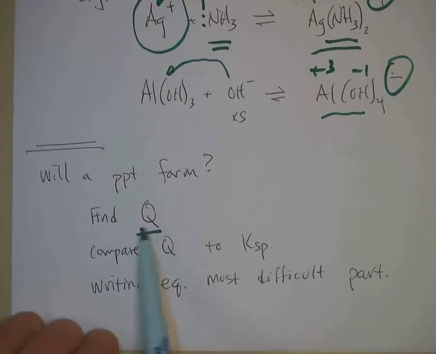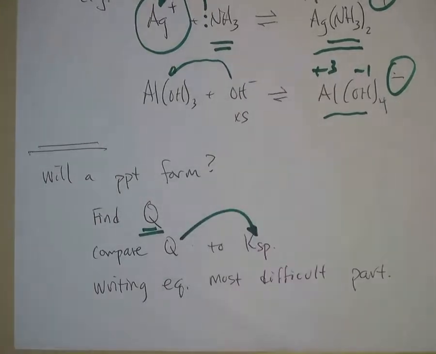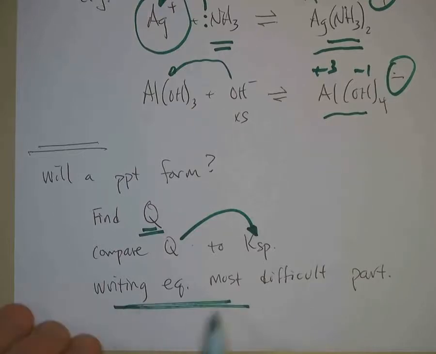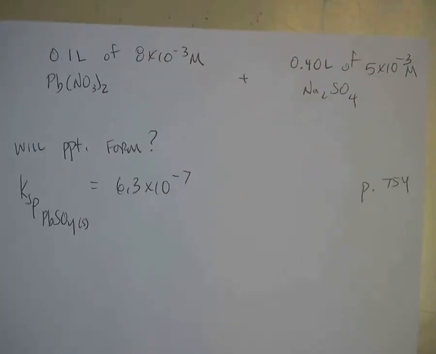Well, you have to find something called Q, and we talked about Q back in chapter 15. Once you find Q, you compare it to KSP, and you say, is it bigger or smaller? And obviously, when you reach KSP, you're right at that point where you can form a precipitate. So I always think writing the equation is the most difficult part for this. We'll work one sample problem on the next page here. You can write this down and then follow along with it.